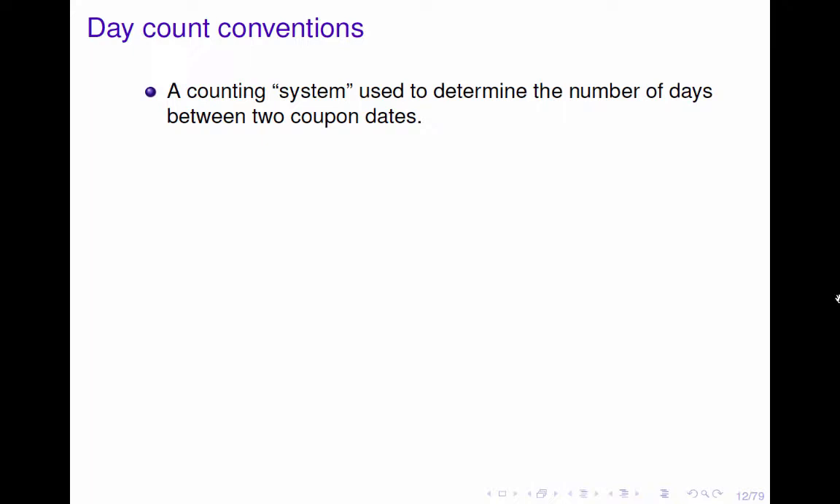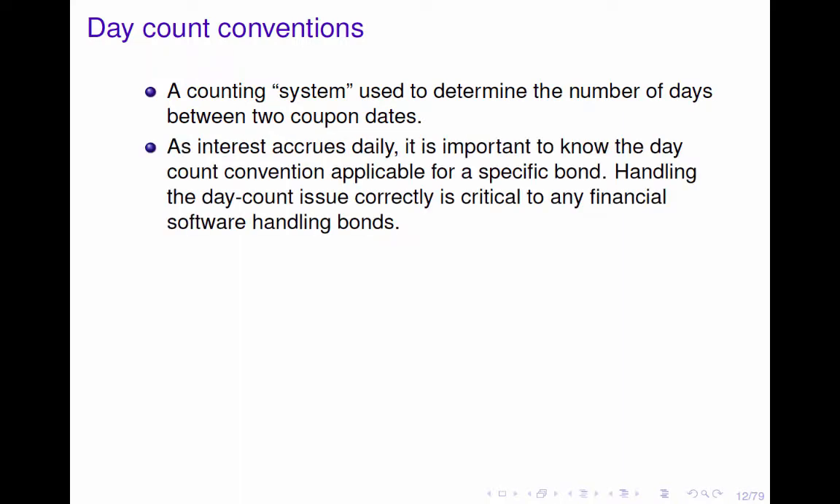Now let's introduce the concept of day count conventions. A day count convention is a counting system used to determine the number of days between two coupon dates. As interest accrues daily, it is important to know the day count convention applicable for a specific bond. Handling the day count issue correctly is critical to any financial software that handles bonds.